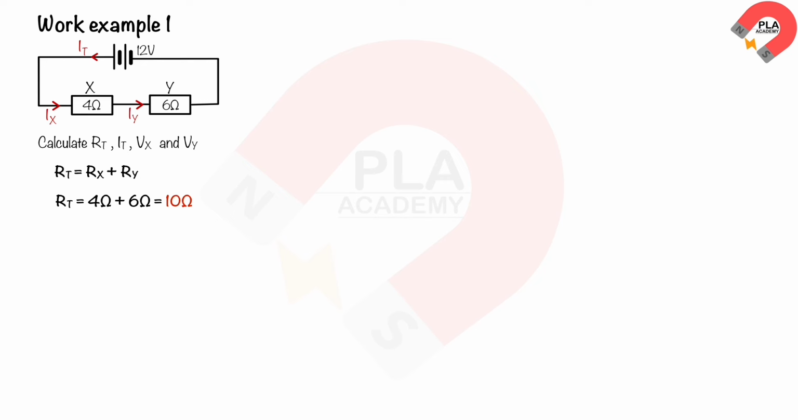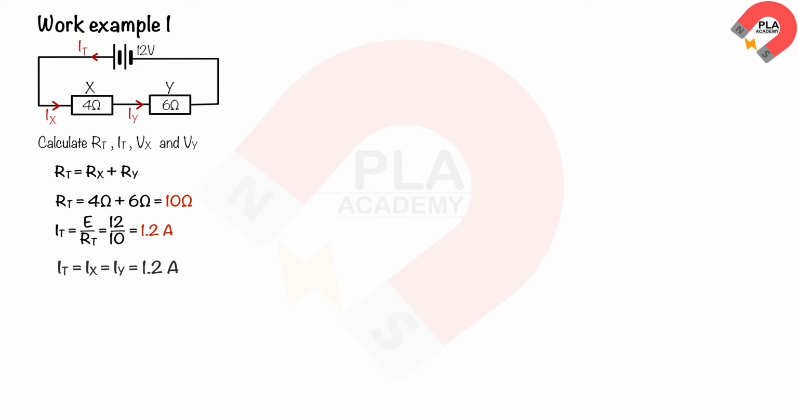Calculate the current from the battery using the following equation. IT equals EMF over RT. Substitute EMF equals 12 and RT equals 10. So IT equals 1.2 amperes. In the series circuit, the current from the battery is equal to the current through each resistor. So, IT equals IX equals IY equals 1.2 amperes.